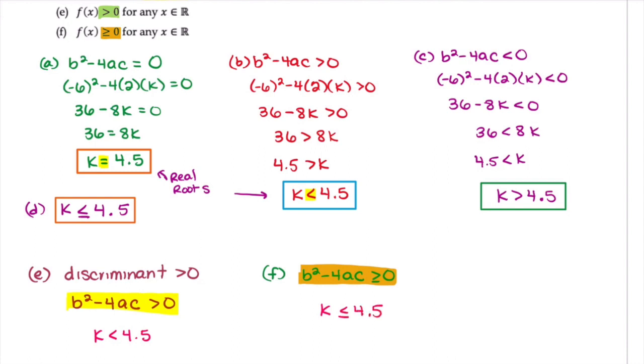So we use the discriminant to tell us how many roots our quadratic has: one real root, two real roots, or no real roots. We use the discriminant to help us find missing values within the function.